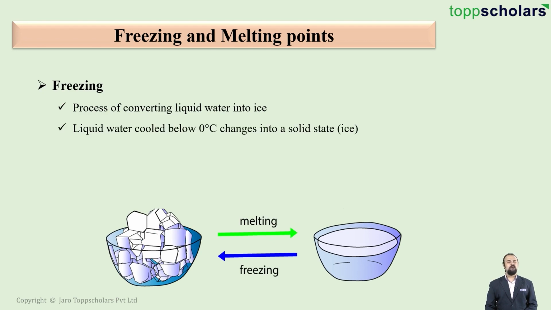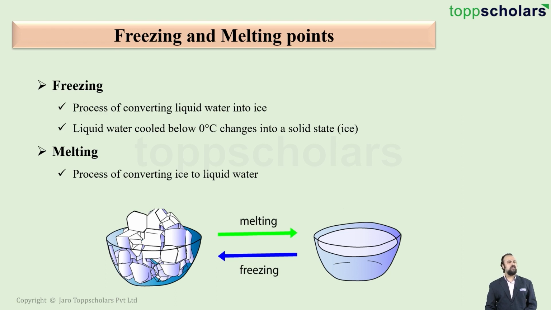This can occur when the liquid water is cooled below 0 degrees Celsius and it turns into the solid state, that is ice. The exact opposite process, students, is that of melting. It is the process of converting the ice which is in solid state to the liquid water. So, how will we do this? For freezing, we converted the liquid water by cooling it below 0 degrees Celsius.